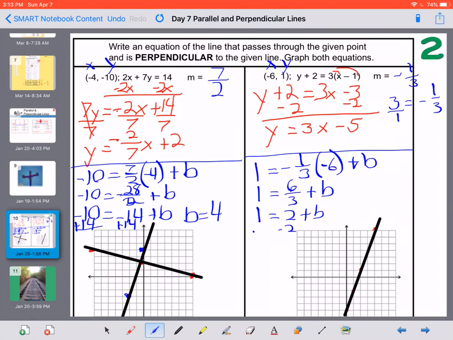If I subtract 2, b is going to equal a negative 1. So our equation will then be y equals negative 1/3 x minus 1. So down to negative 1, that's where our first point is. And down 1 and over 1, 2, 3. So if we draw that line there, then we'll get some perpendicular lines.